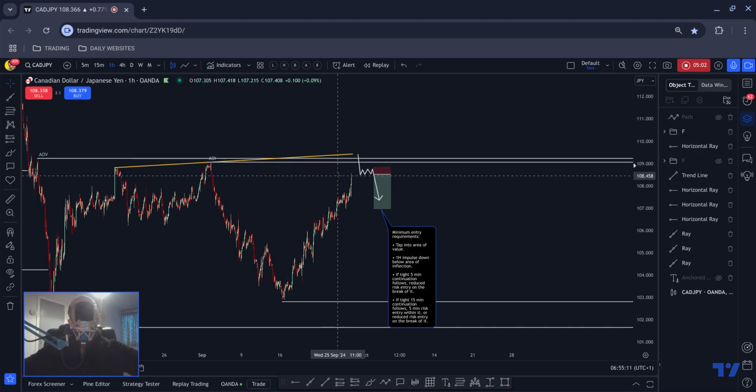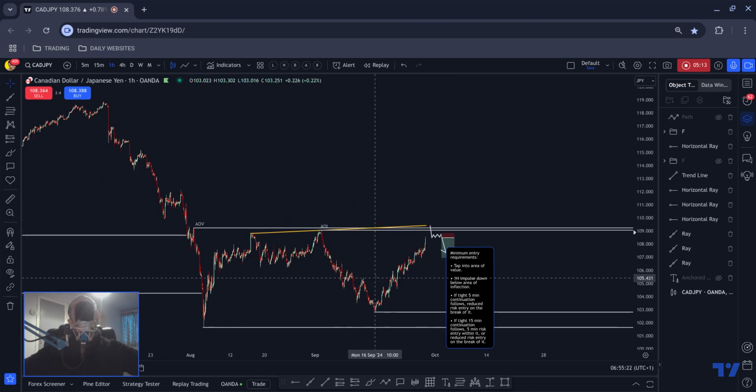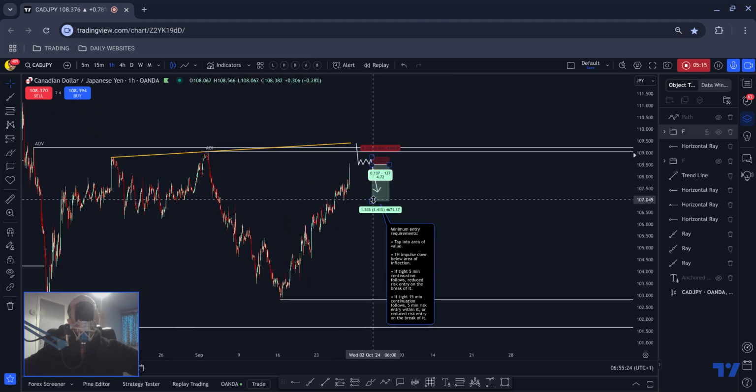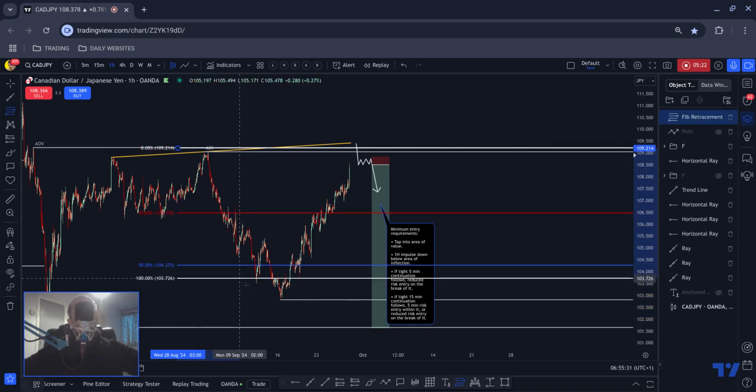But anyway, what I'll be looking for from this pair is a tap into the area of value that we keep near missing, and a push back down below the area of interest. In this instance, just because of how much scope we've got to play with, I will be looking to hold this all the way down to here. Okay, I'll be managing this a little bit more loosely.